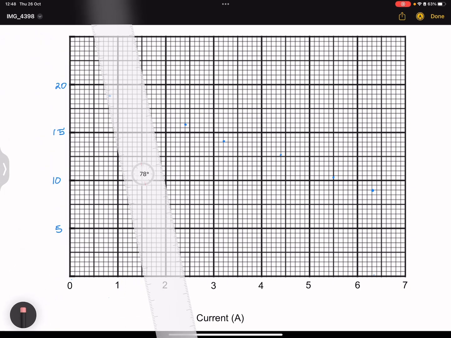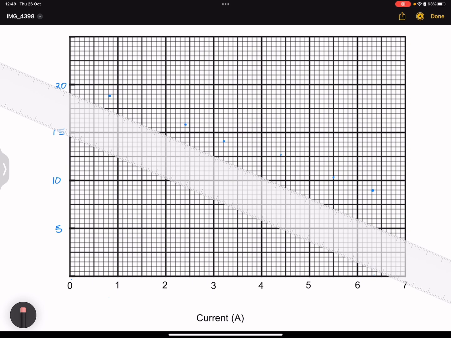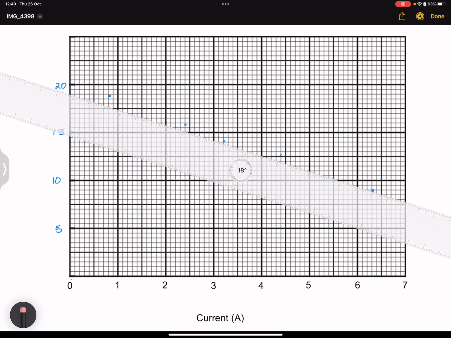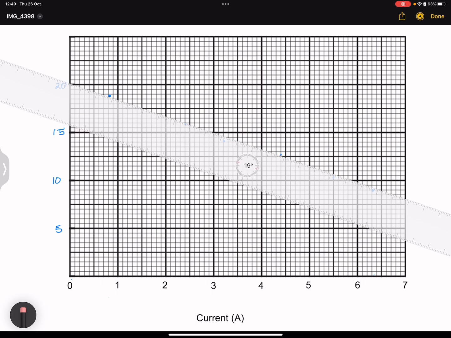I did the same with all of the other points, and now what I'm going to do is just try to draw a line that connects all of my points. So it looks like this would be my line over there. I'm going to just connect those dots.